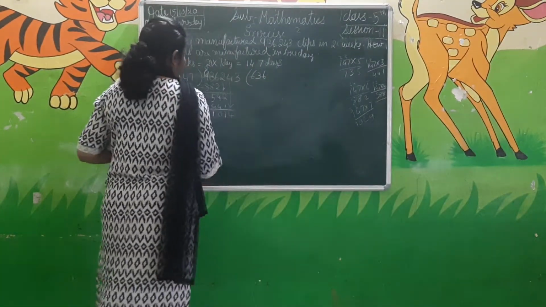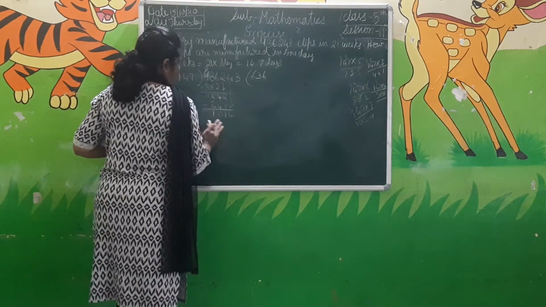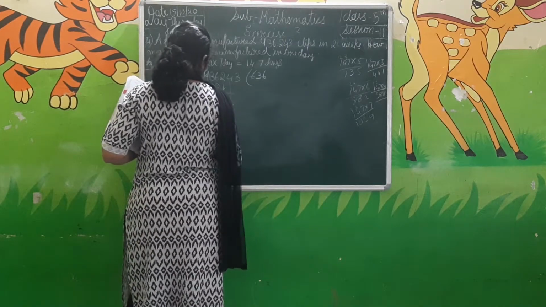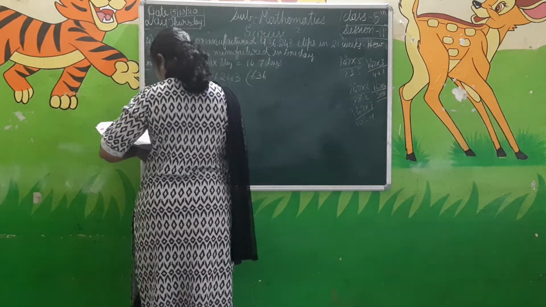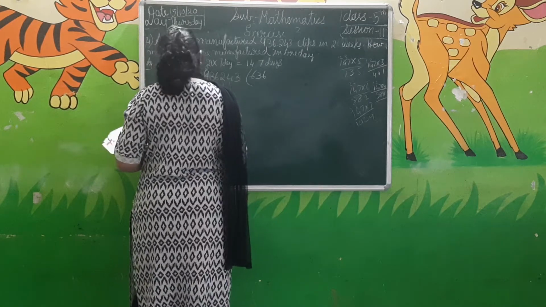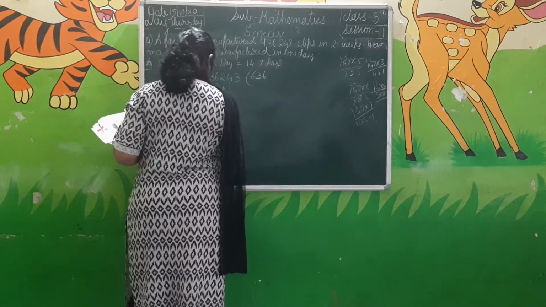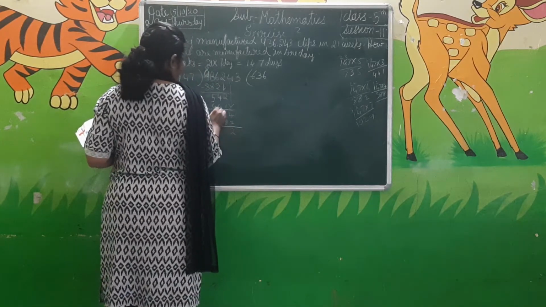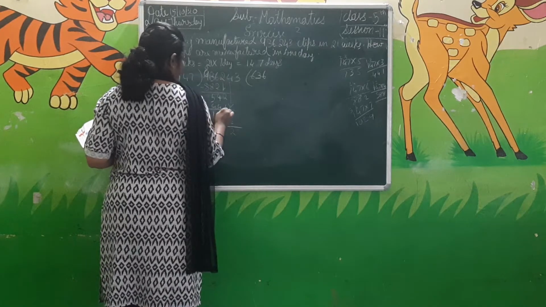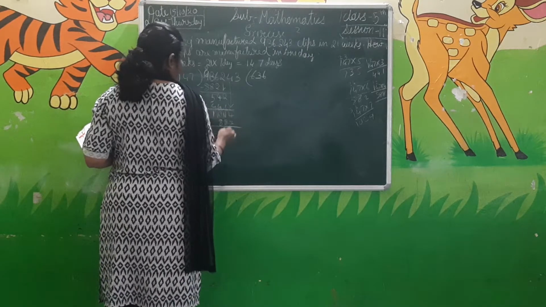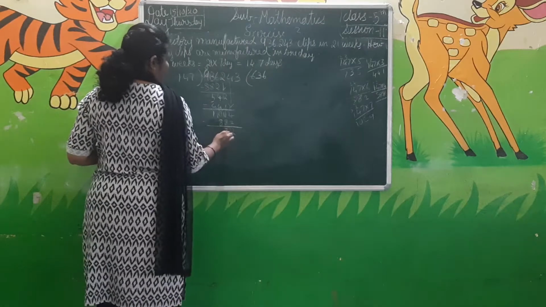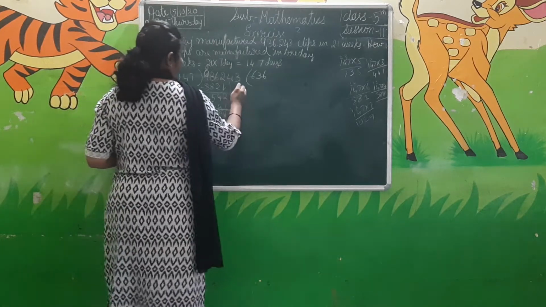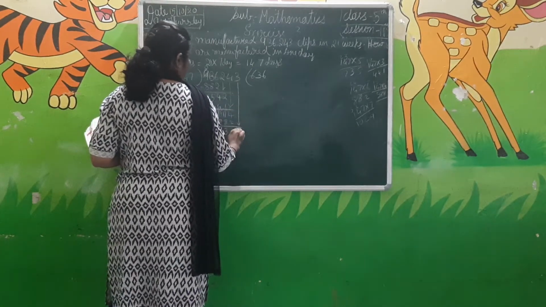147 into 6 is 882, minus. 4 minus 2 is 2. In 1 we can't take 8, so we have to borrow 1, it will become 10 here. Again we have to borrow from 1 here, it will become 11. 11 minus 8 is how much? 3, and here it will be 9. 9 minus 8 is 1, and here it will be 0. Next you have to take the 3 down here.